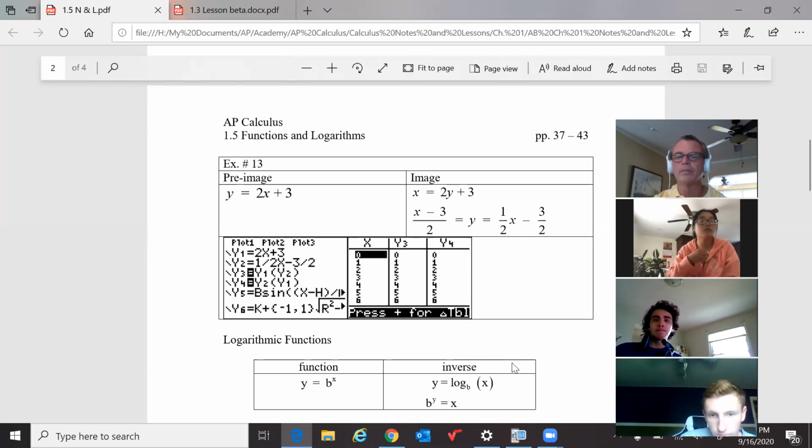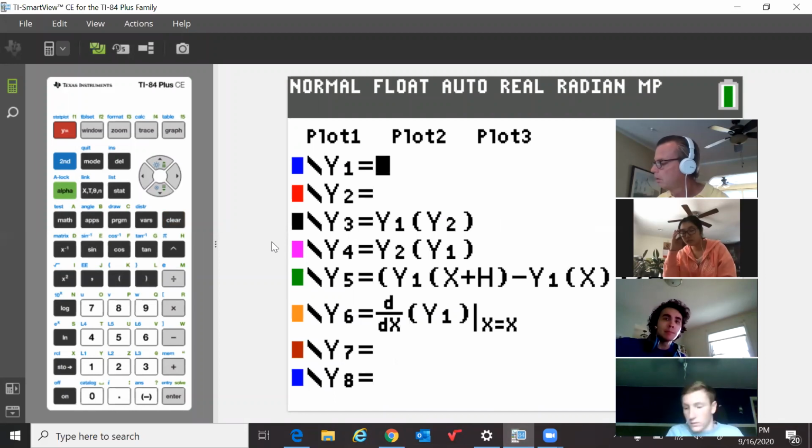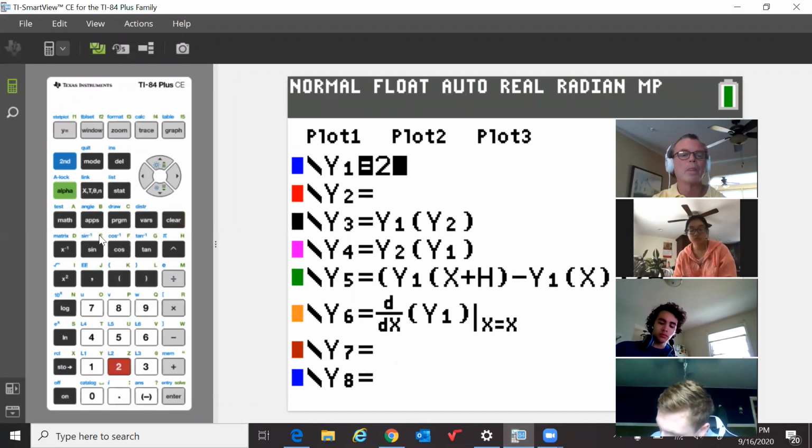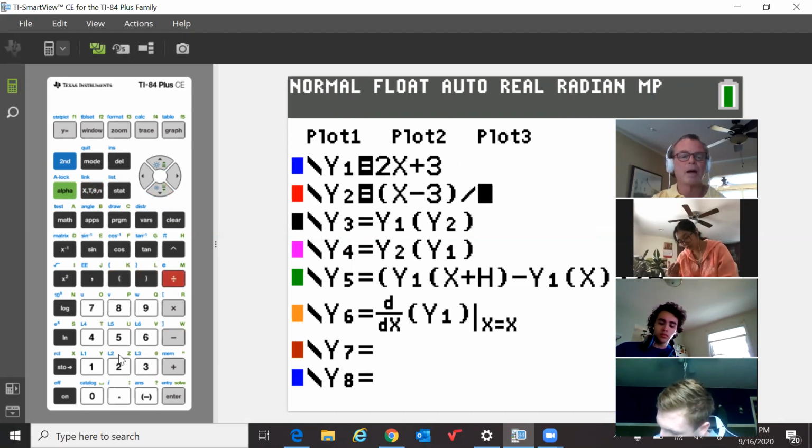So you're going to go to your calculator, go to y equals, and type the question in y1. The question for number 13 is 2x plus 3. We're not going to put our answer in as is. Our answer is x equals 2y plus 3, so we're going to make it calculator friendly: open parentheses, x take away 3, divided by 2. That form is perfectly fine.